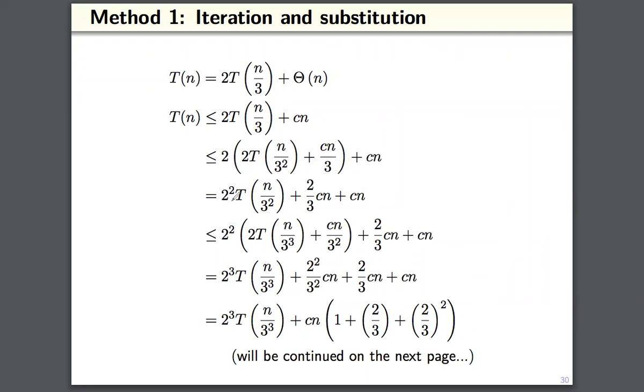Again, simplify this: 2 squared T of n by 3 squared plus dot dot dot. What is T of n by 3 squared? Expand it.